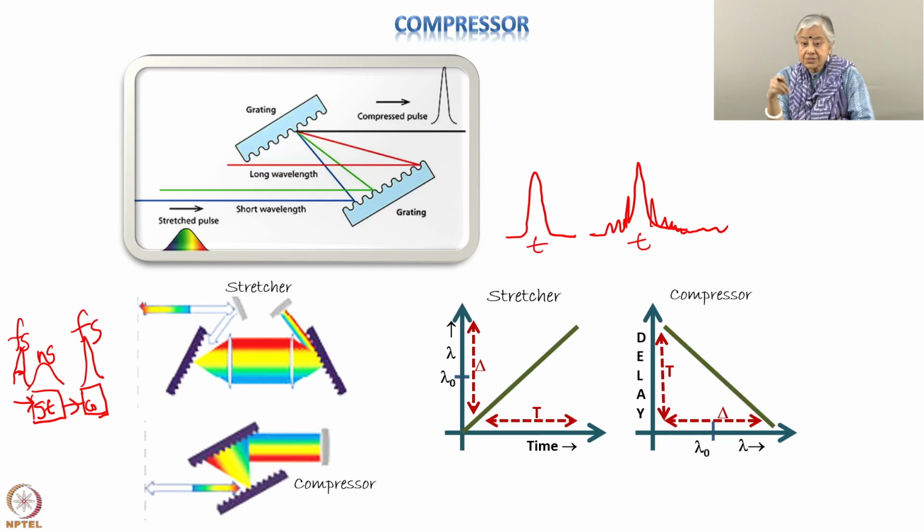Definitely you do not want this, because you are going to focus it onto a target. And remember, all this process had started with the application in ICF, inertial confinement fusion. All these different types of amplification processes, chirped pulse amplification itself was triggered by the need in inertial confinement fusion.